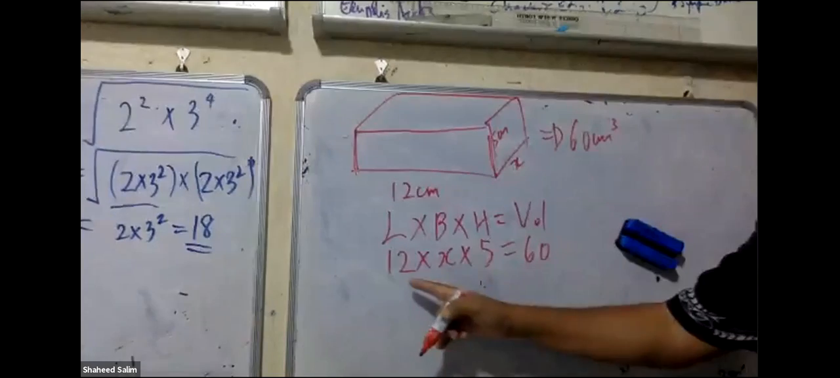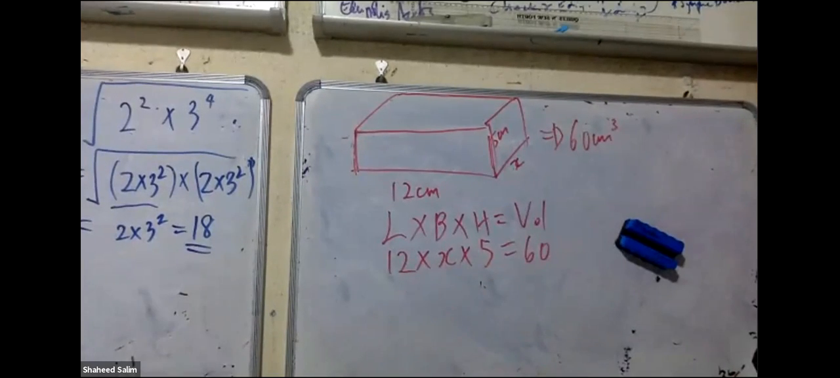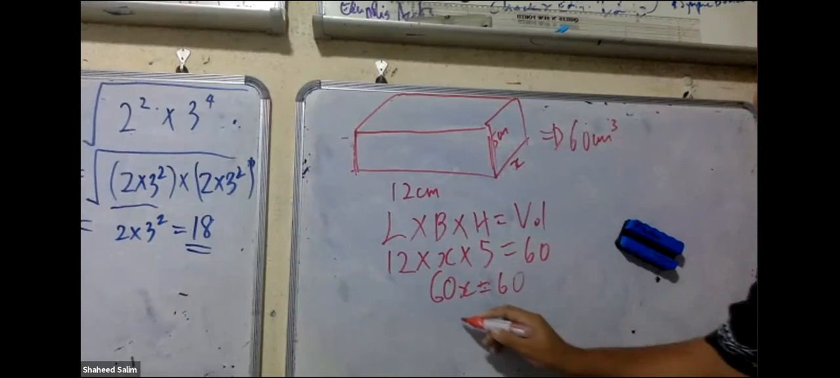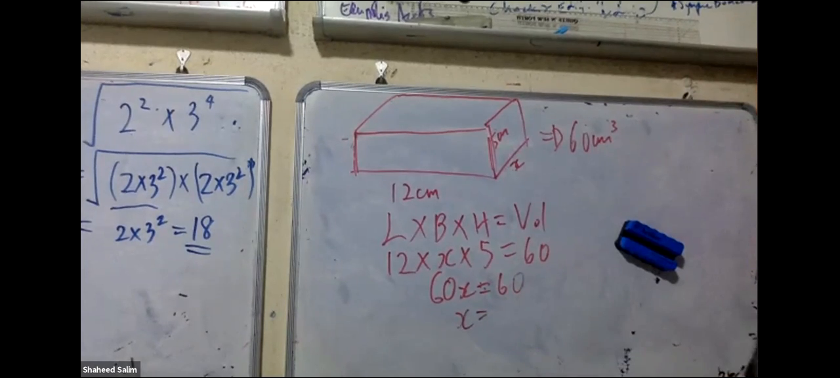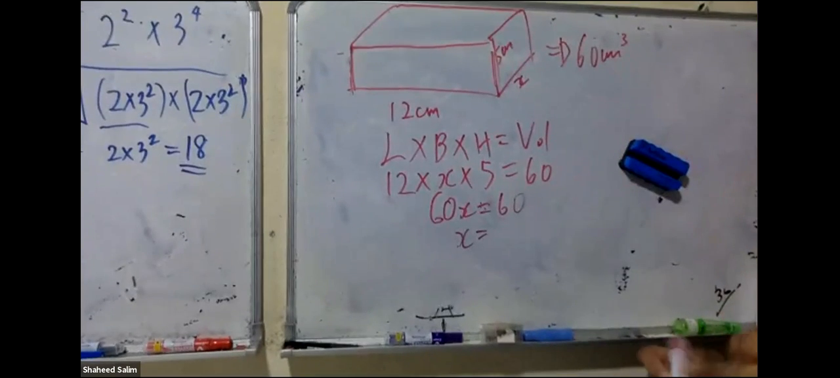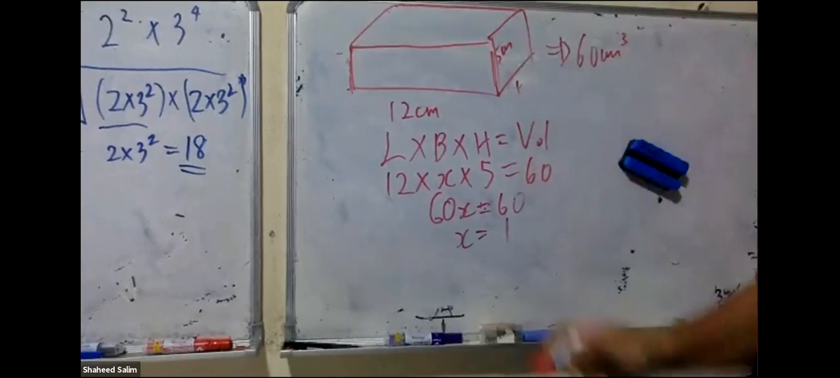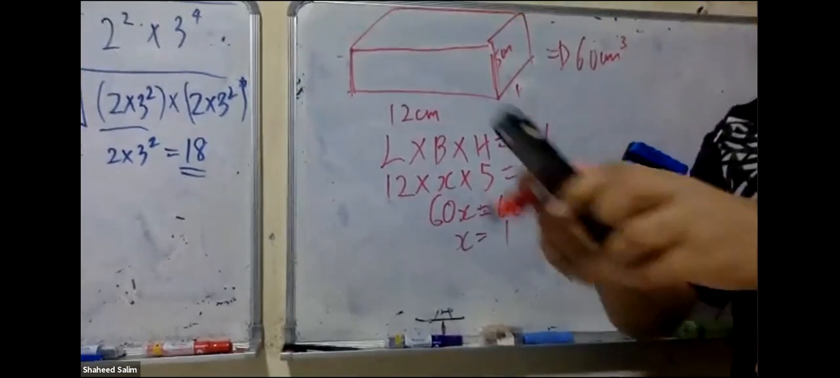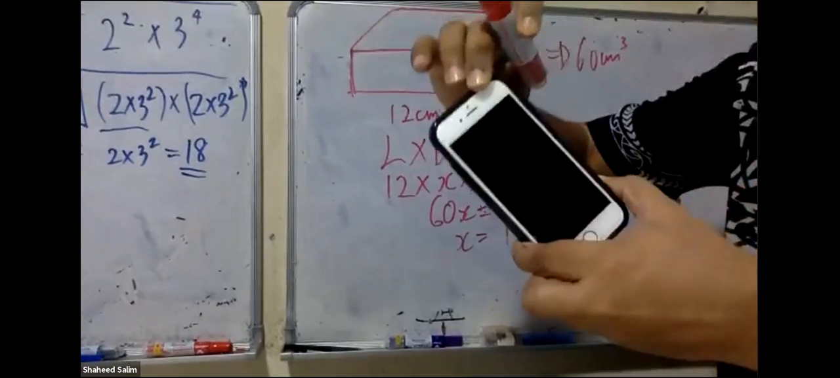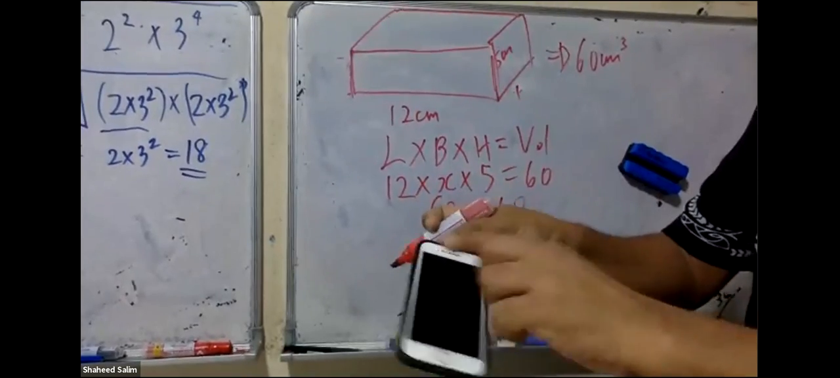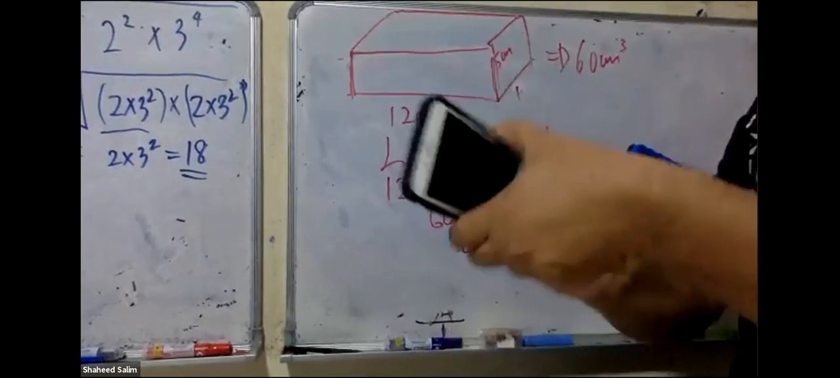You tell me, what's 12 times 5? 60. So 60 times x, 60x equals 60. What is x equals to? Don't say 0, please. 1. Good. So that means down here is 1. So it must be very thin, like a book, or like the handphone, you can see 1 cm only. Then this one might be 5 cm, this one 12 cm, and this one 1 cm. So it's as thin as this.